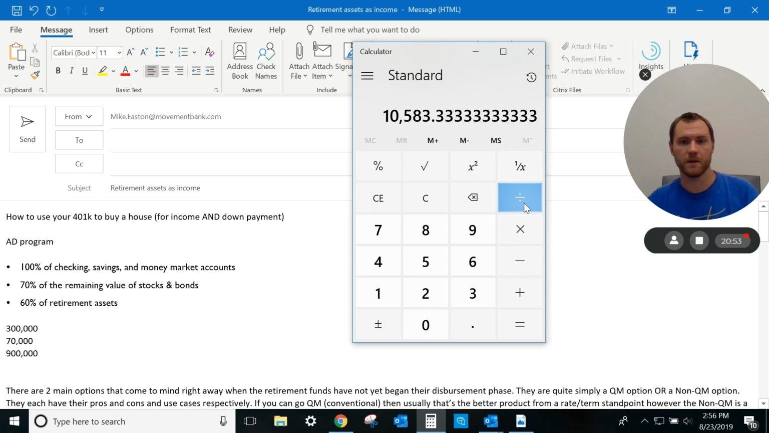Boom. Now, qualifying income is $10,583 per month. Because the bank knows that when it's all said and done, you've got all these assets. If you really wanted to, you could just pay off the loan straight up and be done with it.